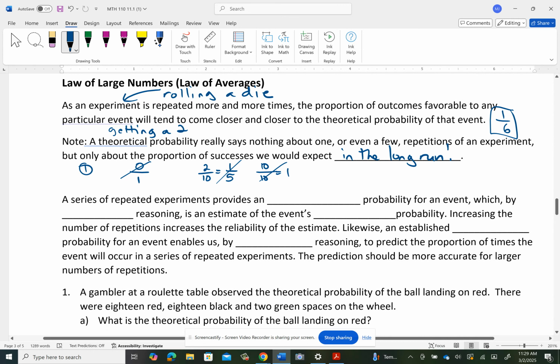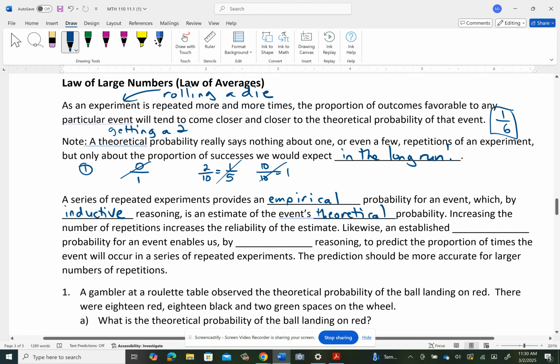So these repeated experiments provide an empirical probability for an event. And then using inductive reasoning, that's reasoning from examples, that gives you an estimate of the event's theoretical probability. And the more you repeat the experiment, the more reliable that estimate is going to be.